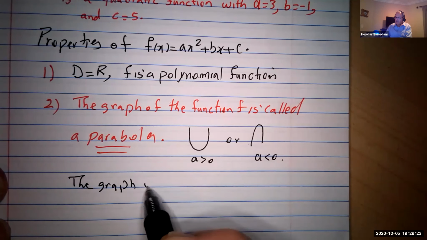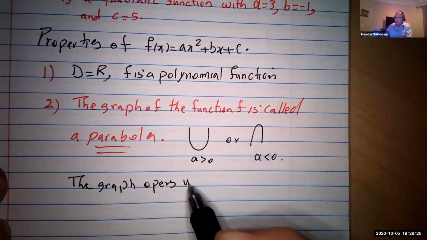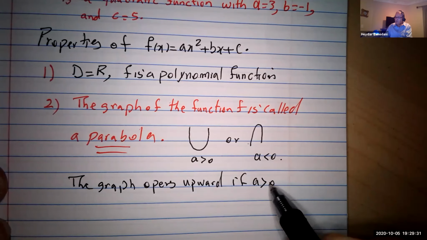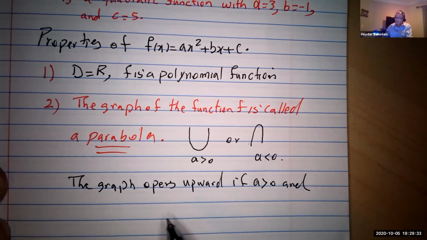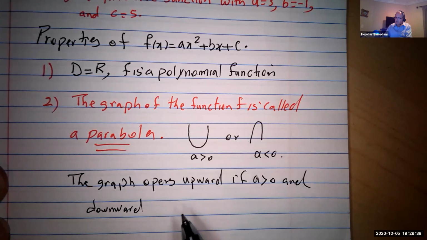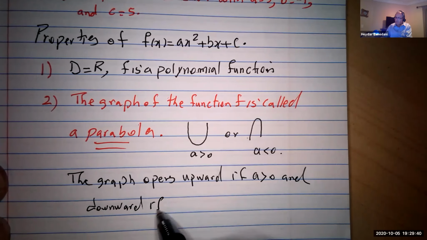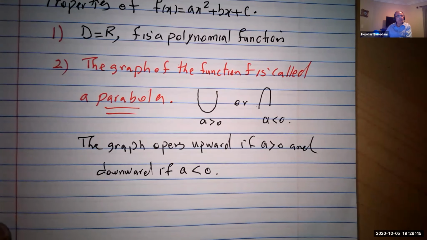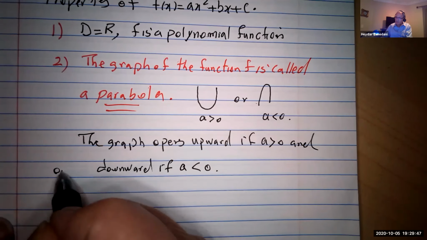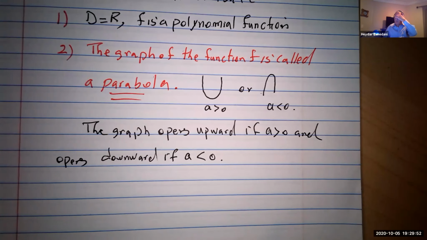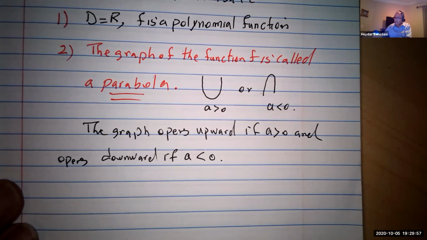So the graph opens upward if a is positive, and downward if a is negative. So it's very easy to identify it. That's a different way to define it, and we're going to do it, but for the time being, this is going to be the case.